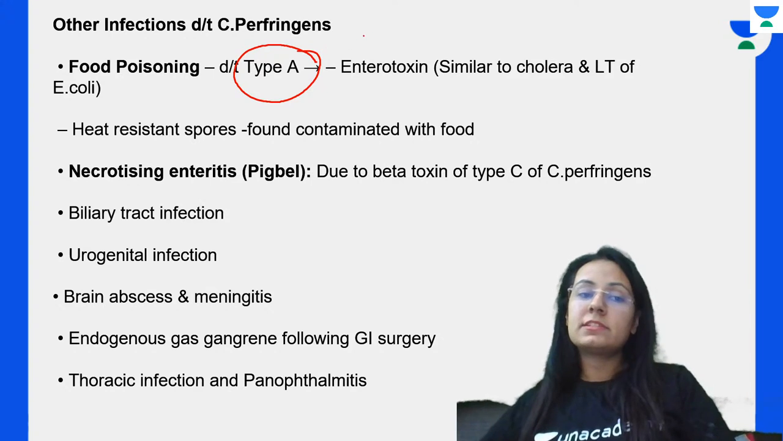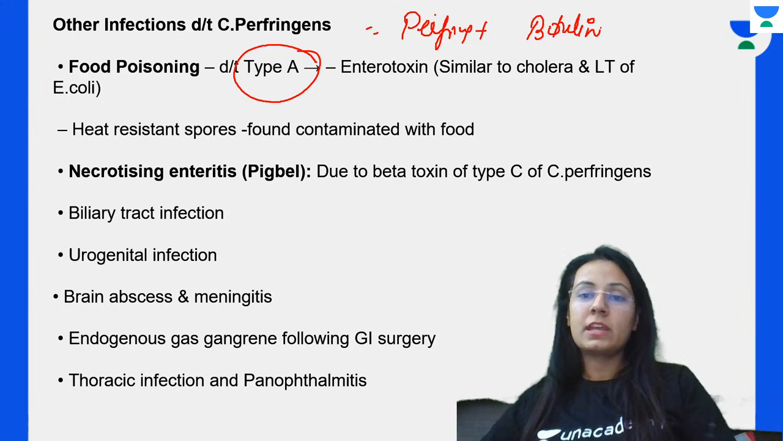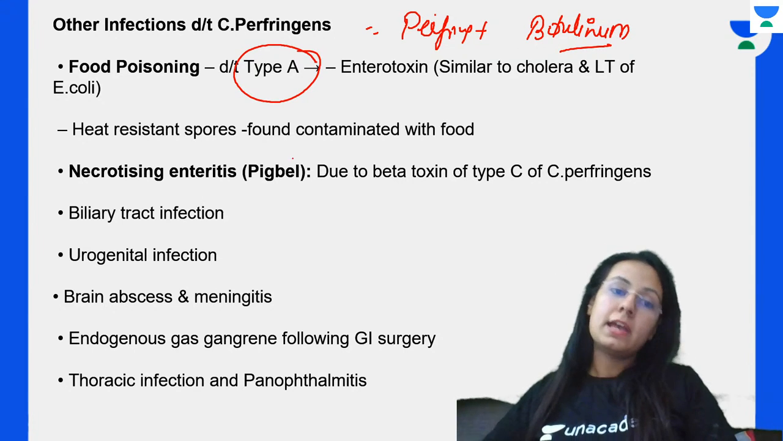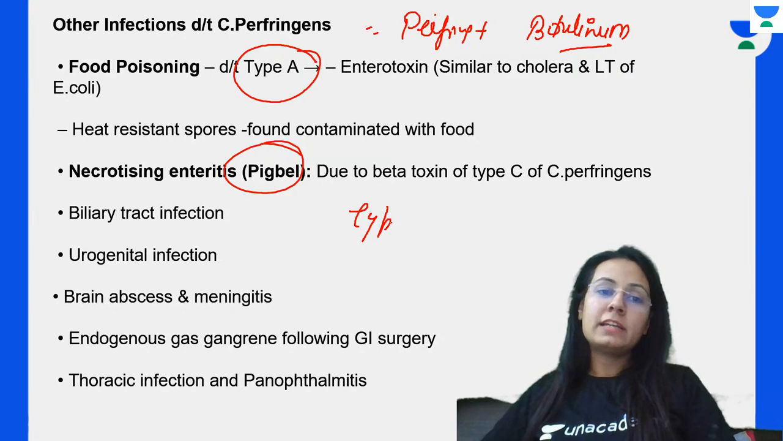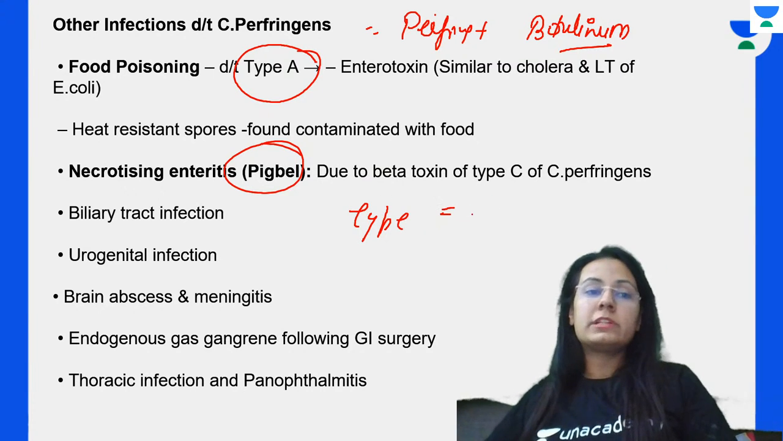they are heat resistant spores, that is the Clostridium perfringens, and the other one is Clostridium botulinum. They both are what? Heat resistant. Pigbell by what? The type C. Two types of Clostridium perfringens, type A and type C.